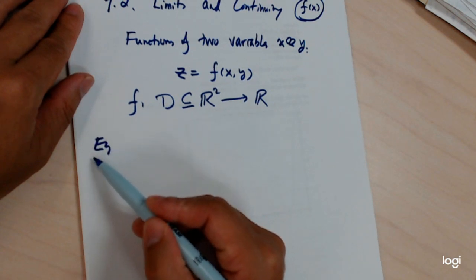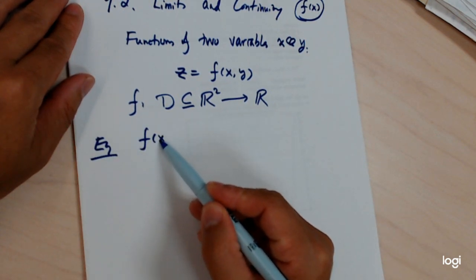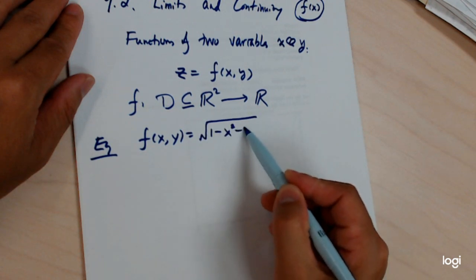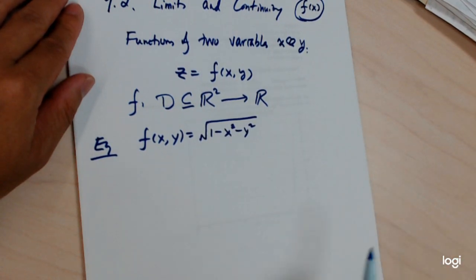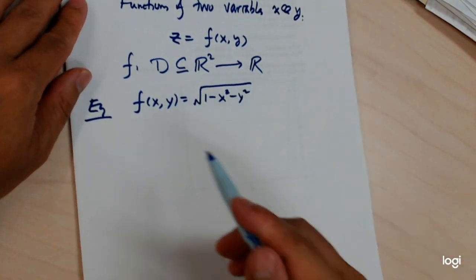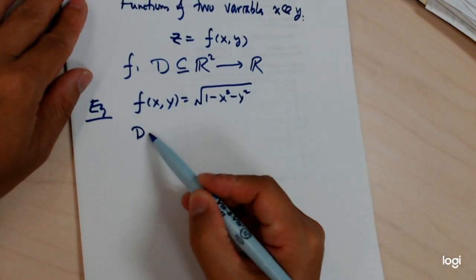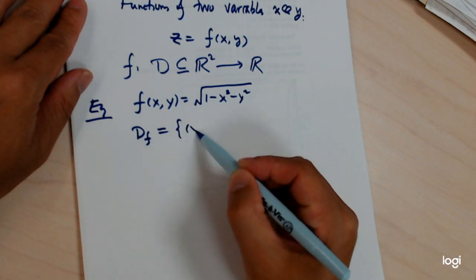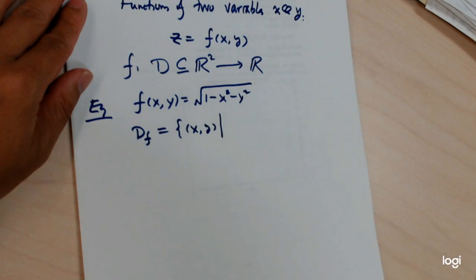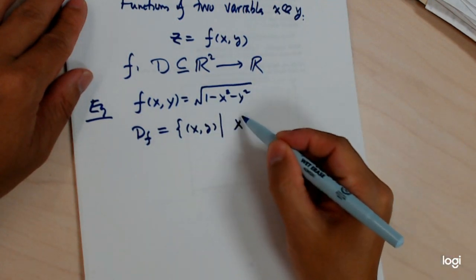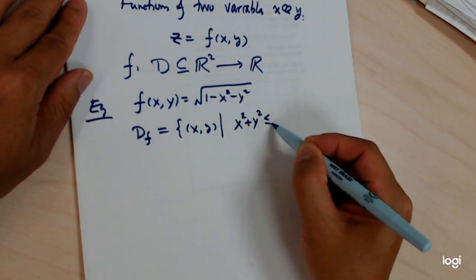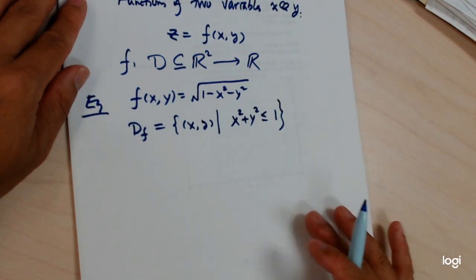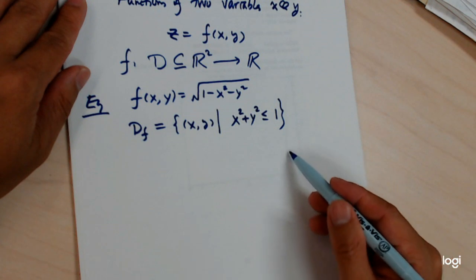Simple example. This is a rather simple example. I can easily write down the domain for this function of two variables. I'm going to denote this by D_f. It's all the points (x, y) that satisfy this, which as we all know is a unit disk.